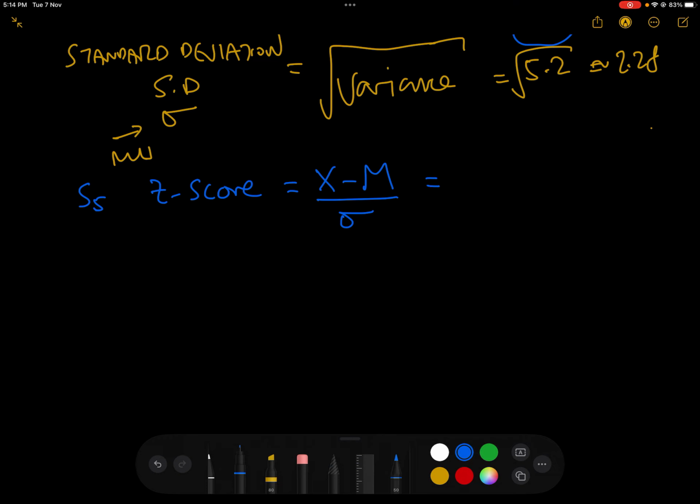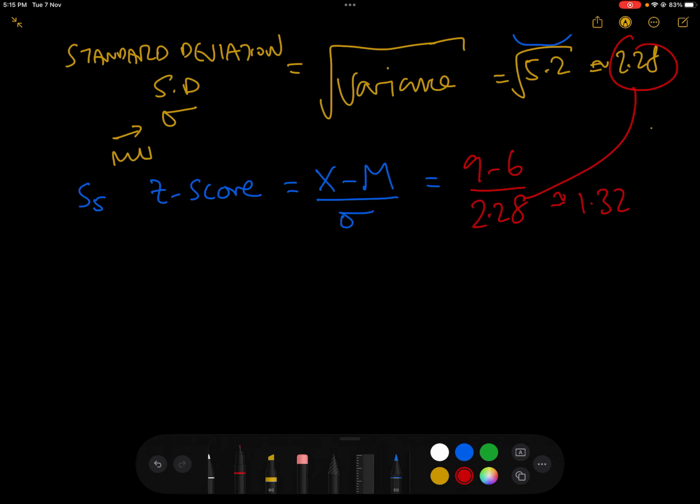And if we want, we can use standard deviation instead of mu. It doesn't matter. And basically, for student S5, we know that his score was 9, and we know the mean is 6, and we now know the standard deviation is 2.28. So student S5's score was 1.32.